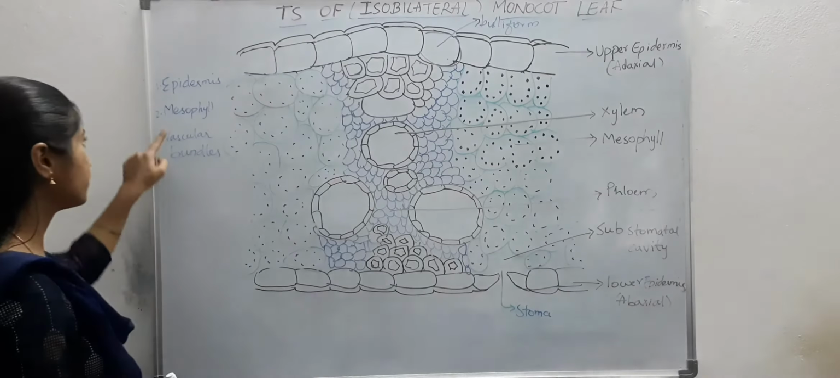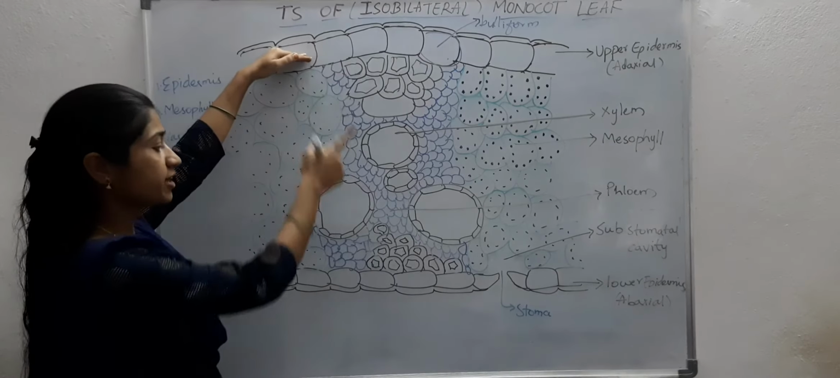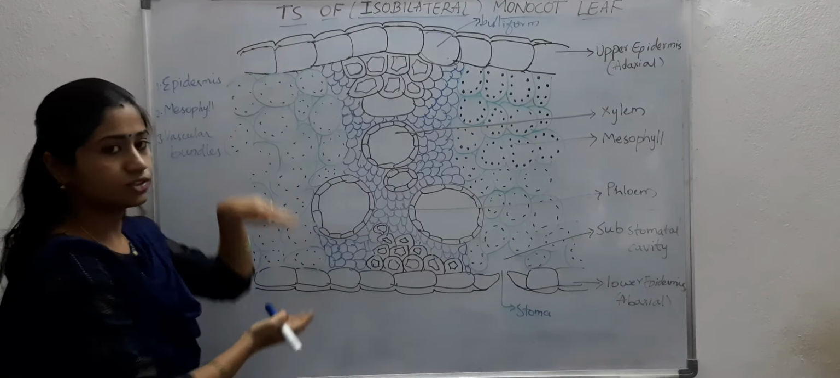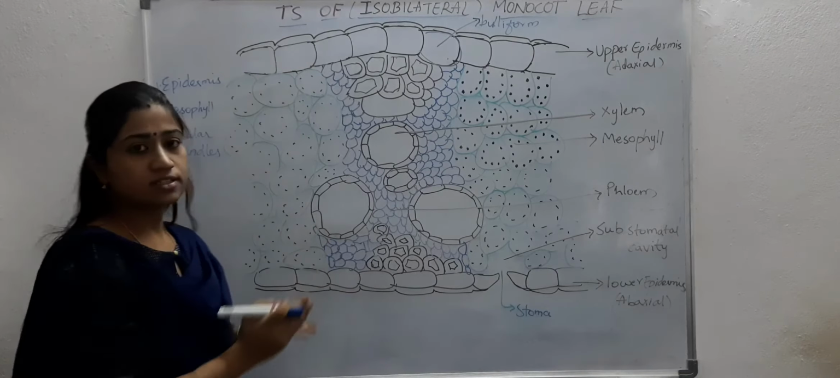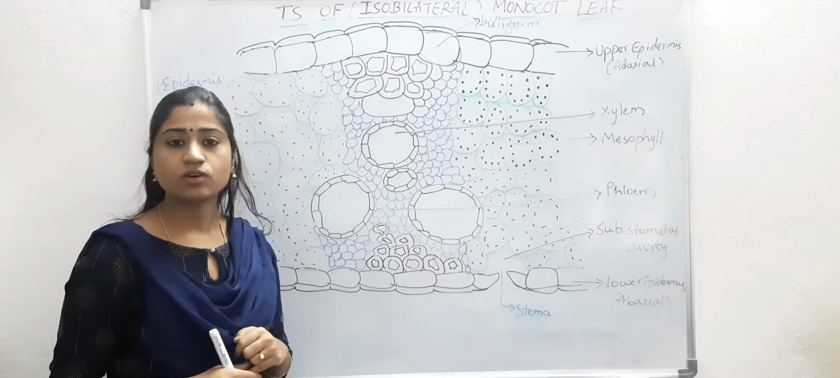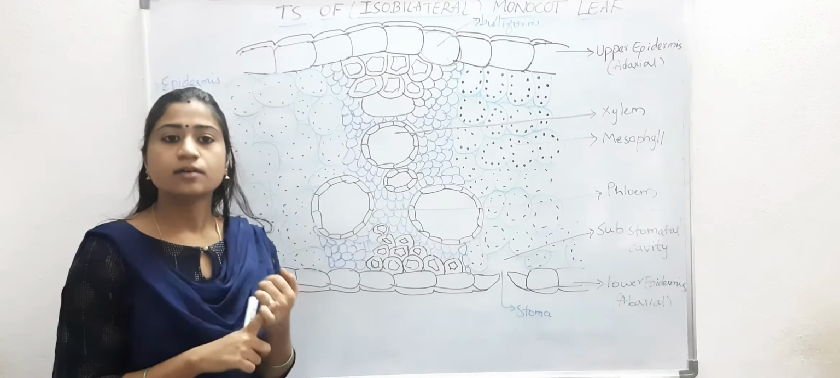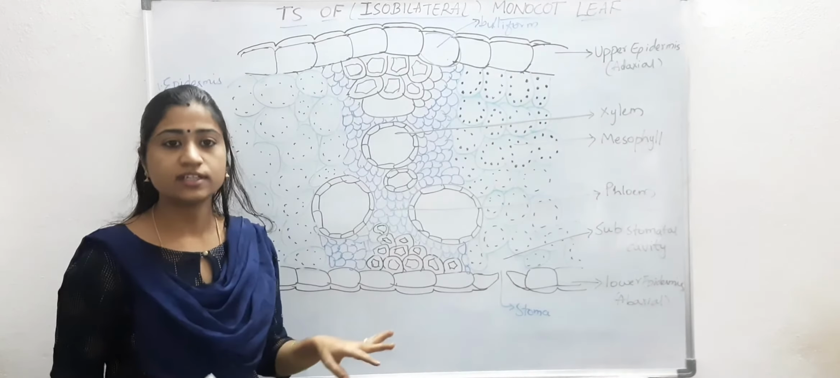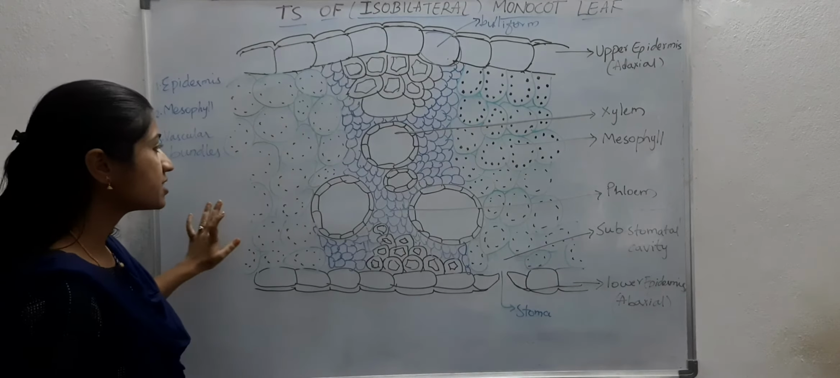Now coming to the mesophyll. The second part is mesophyll, the part which is present between the upper epidermis and lower epidermis. The tissue which is present between the two epidermis is called mesophyll. In dicots, what we have seen, the mesophyll tissue was differentiated into palisade parenchyma and spongy parenchyma, right? But in monocots, it is not differentiated into palisade or spongy. Any one type of cells, that is, one type of parenchyma cells, is present.